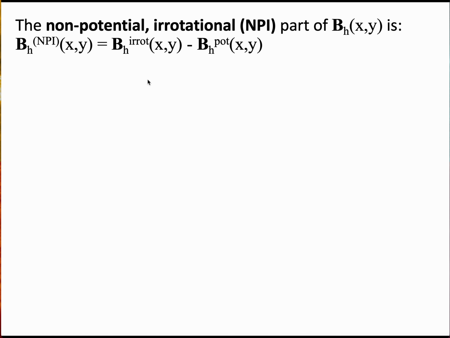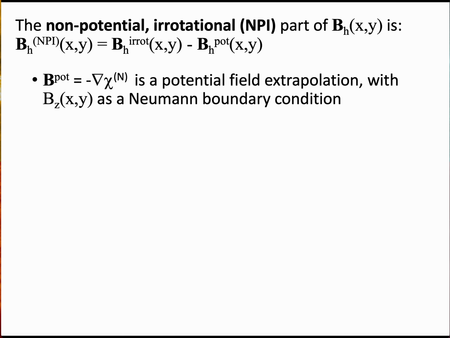So I've talked about the irrotational part and the rotational part. Now I want to talk about the non-potential irrotational part of the field. In order to find that, I take the irrotational part of the field and I subtract off the horizontal field one gets when one does potential magnetic field extrapolation with the observed vertical field as a Neumann boundary condition. So if I take the irrotational part of the field and I subtract off the potential field, what's left is the non-potential irrotational part of the field, the NPI part of the field.